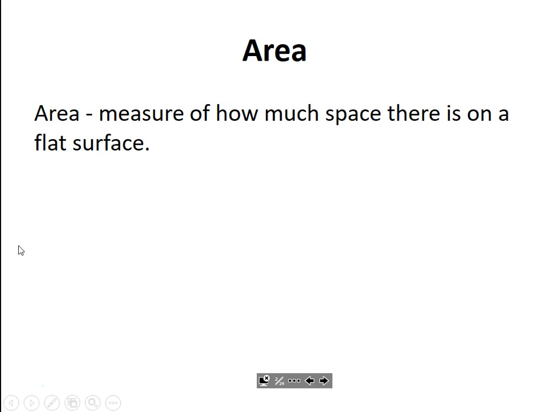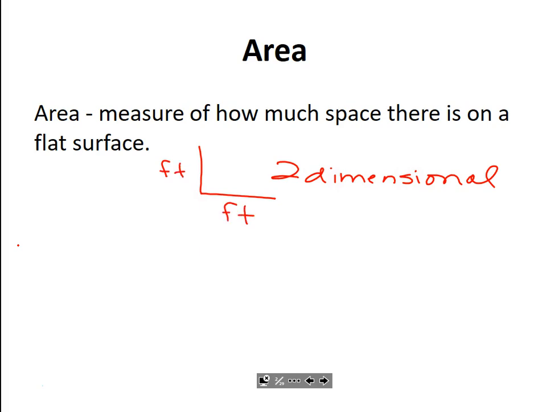And when we're talking about a flat surface, we're talking about two-dimensional objects. So they go this way and this way. That's two-dimensional. And when we talk about two-dimensional objects, we have a unit here, and feet here. So when we do feet times feet, that gives us feet squared. So anytime we have a unit for this and its area, it's also going to be squared.